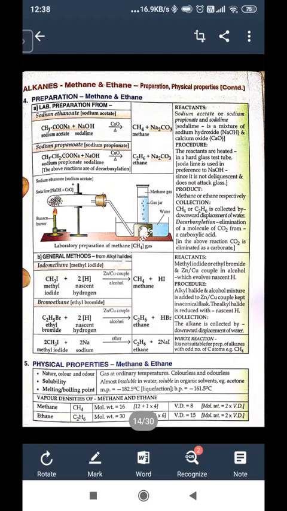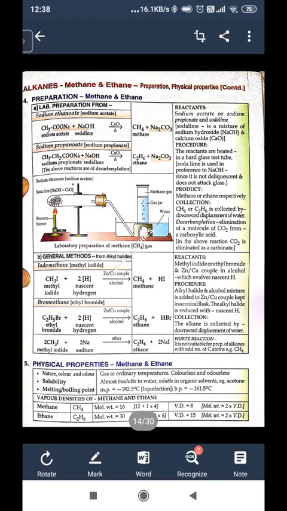Then melting point and boiling point. Because they are gases, you will get melting point and boiling point in minus. So minus 182.5 degrees Celsius is the melting point, and the boiling point is minus 161.5 degrees Celsius.